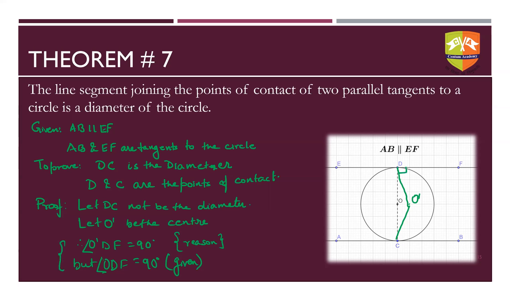That means how is this possible when O dash DF is also 90 degrees? This is also 90 degrees. With the same common arm, two angles are equal only if they are on the opposite side. If O dash were on this side, somewhere here, then you could have said that these two angles are equal. But O dash and O are on the same side and there is a common arm to the angle. That means O dash and O must coincide. And since O dash was the center, now you're saying O dash and O are coincident. That means O is the center.